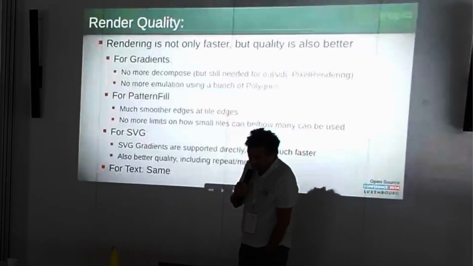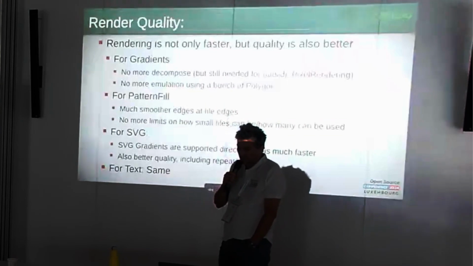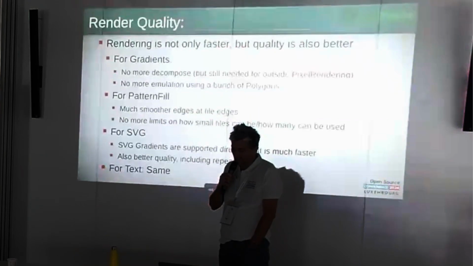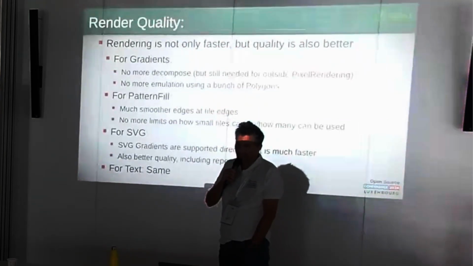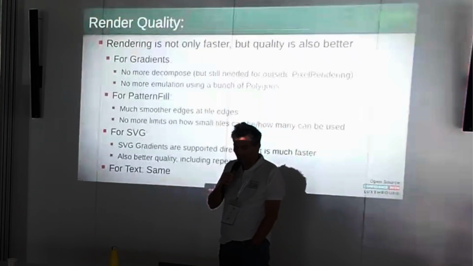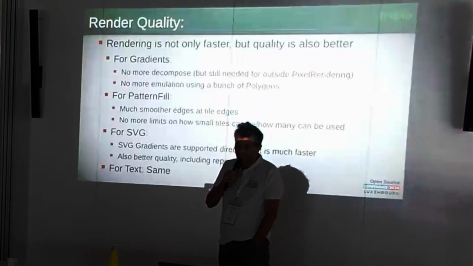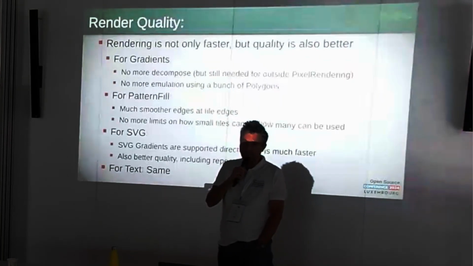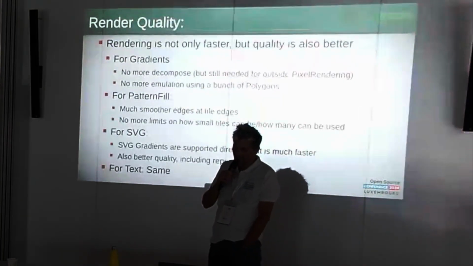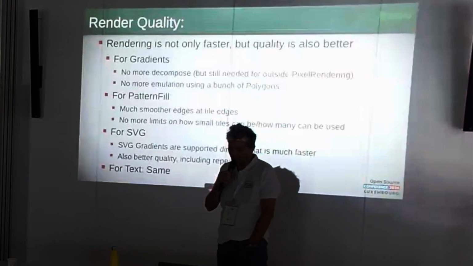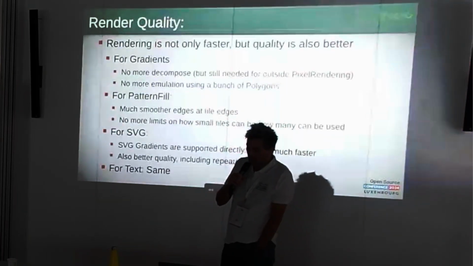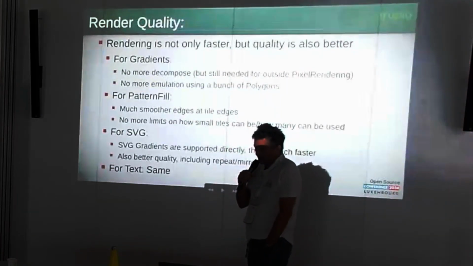For pattern fill, the edges of the tiles are much smoother aligned to each other, and there's also no more limit on how small a tile can get. We had some problems with that when the tiles got very small. Of course, you can get hundred thousands of tiles you have to paint, and this can really hit your neck when you're rendering the office. If you have not a system like in Cairo where you can just say what it should render.